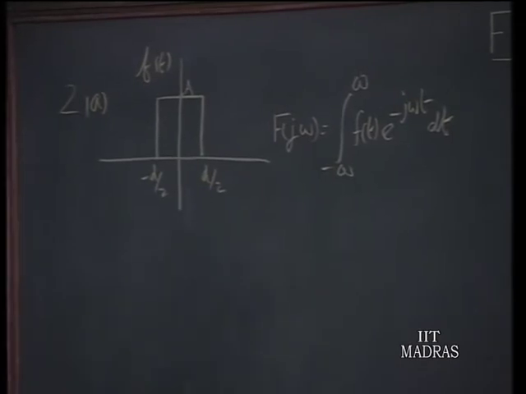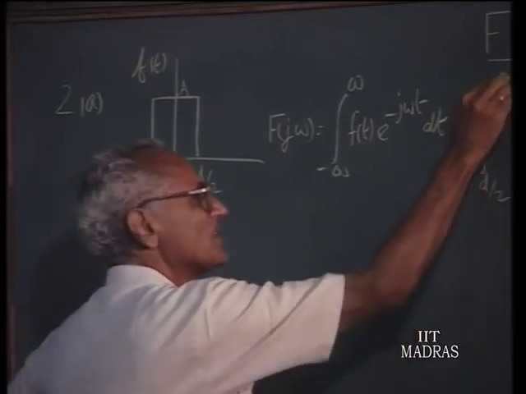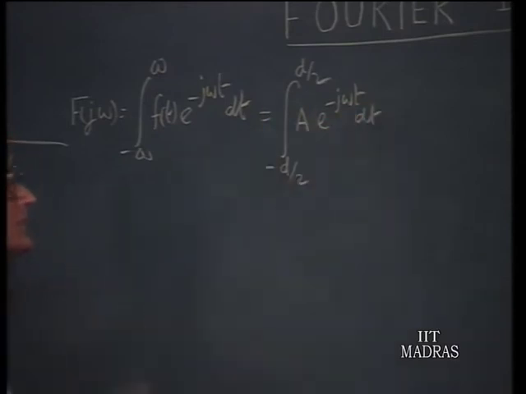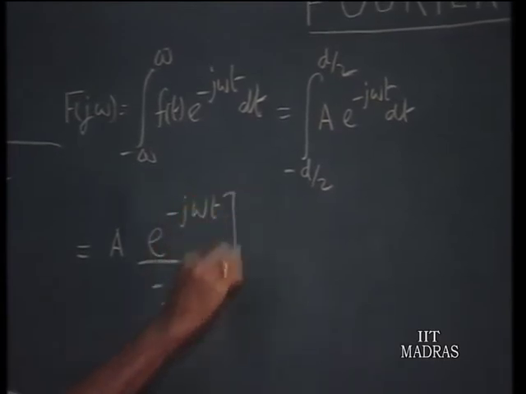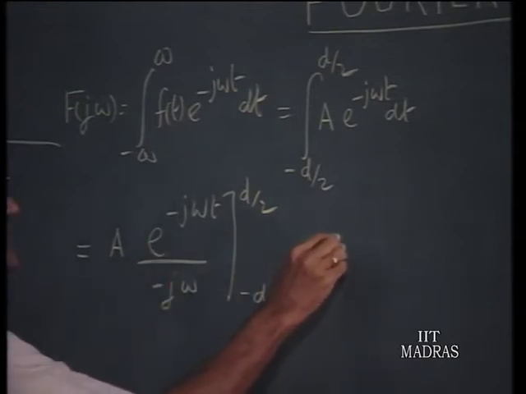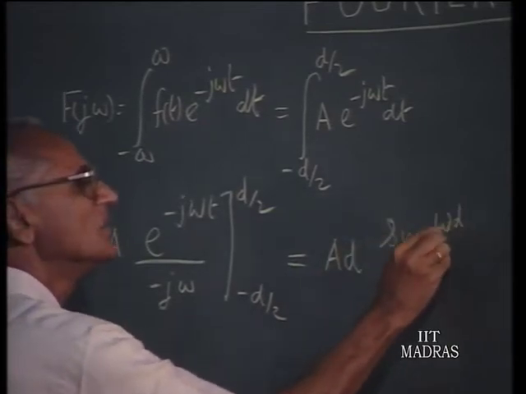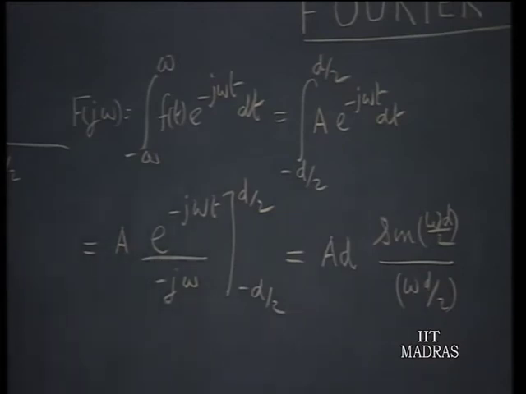In our case, this function of time lasts only from minus d upon 2 to plus d upon 2. Therefore, this can be written as the integral from minus d upon 2 to plus d upon 2, and in this interval f of t equals a. So, a e to the power of minus j omega t dt, and that will be a e to the power of minus j omega t divided by minus j omega, evaluated between the two limits. You can work this out, and this can be shown to be a d sin of omega d upon 2 divided by omega d upon 2. That is the Fourier transform for that.